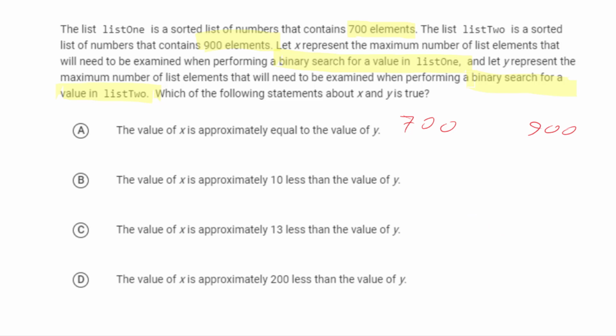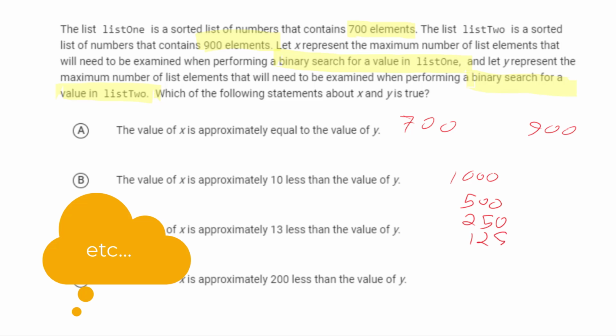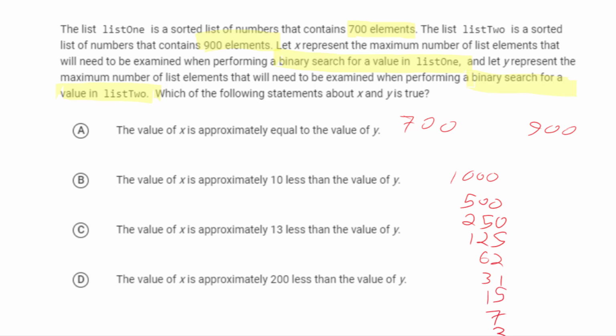Just to be specific, let's actually look at how many searches would it require for something with like 1,000 items. So 1,000, we go 1,000 to 500, 500 to, let's say 1. So this is about 1, 2, 3, 4, 5, 6, 7, 8, 9. It takes about 9 searches overall to find something in a list with 1,000. So we know it's going to be pretty much the same for a list with 700 or with 900. It's going to be about 9, maybe 8 searches. So it's certainly not 10. It's certainly not 13. It's definitely not 200. Really, the values are pretty much the same.